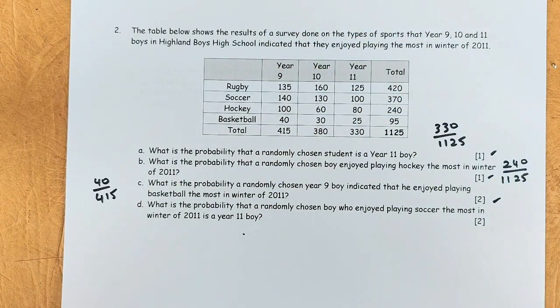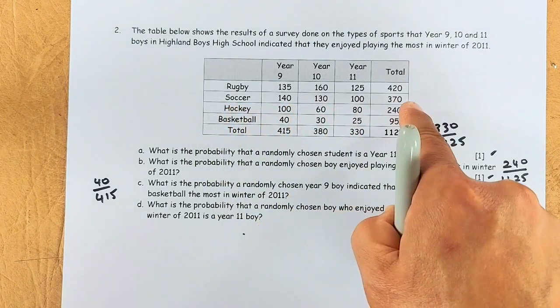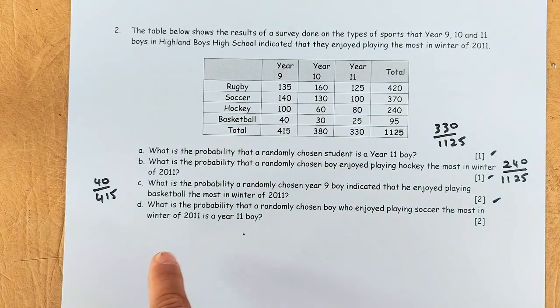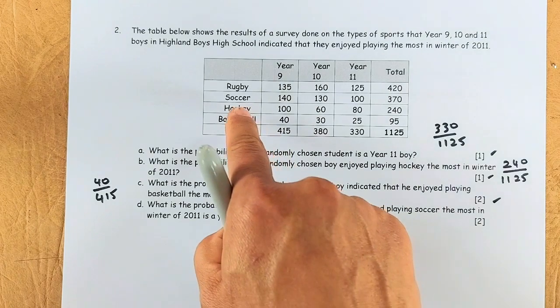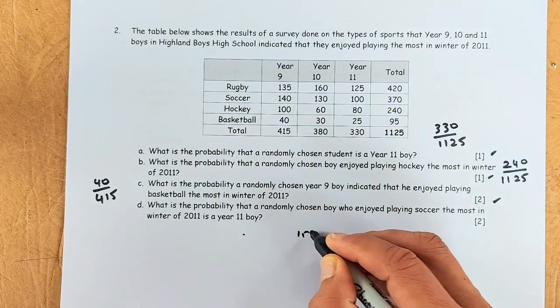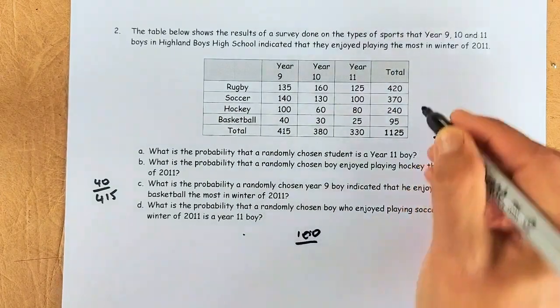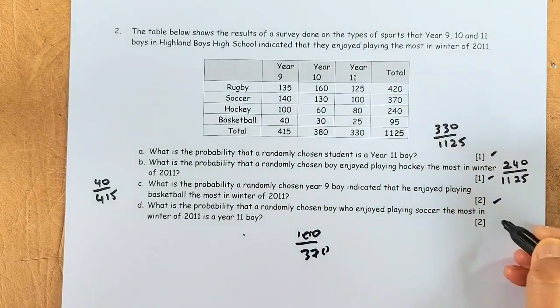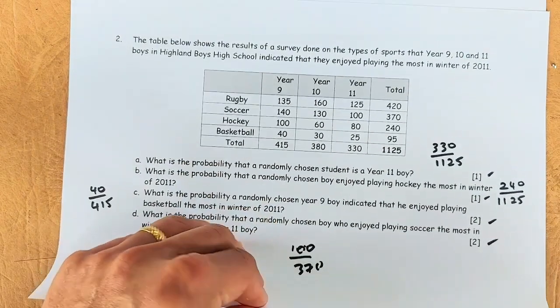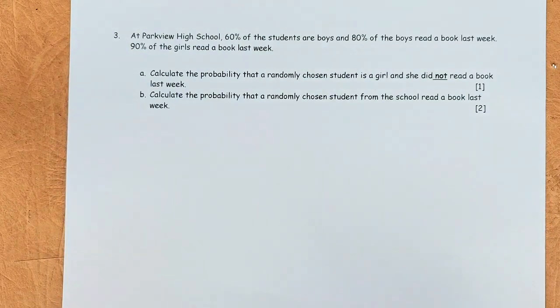And the last question: what is the probability that a randomly chosen boy who enjoys playing soccer, so we are only looking at the soccer boys, there are 370 of them, is a Year 11 boy? So soccer boys, there are 370, Year 11 is 100, so the answer is going to be 100 out of 370, and that will give you another simple 2 marks, so a total of 6 marks in this paper. Not too bad, right? Great. Now we shall look at the next question.